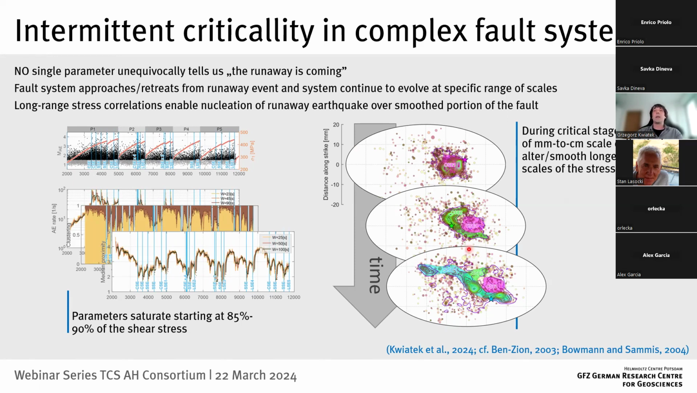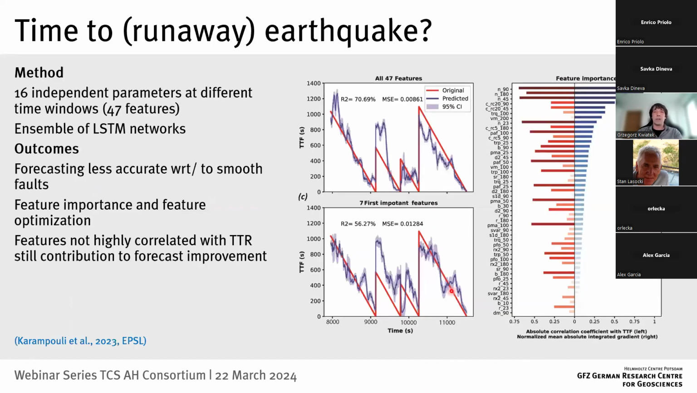And ultimately, we reach the situation in which some, well, let's call it random stress perturbation somewhere in that sample that is well placed with respect to the patch that is smoothed out, will allow for the large event, the runaway event, to propagate over the smooth portion of the stress field.